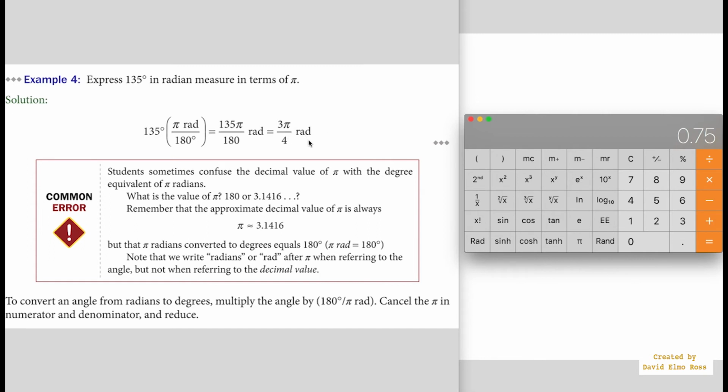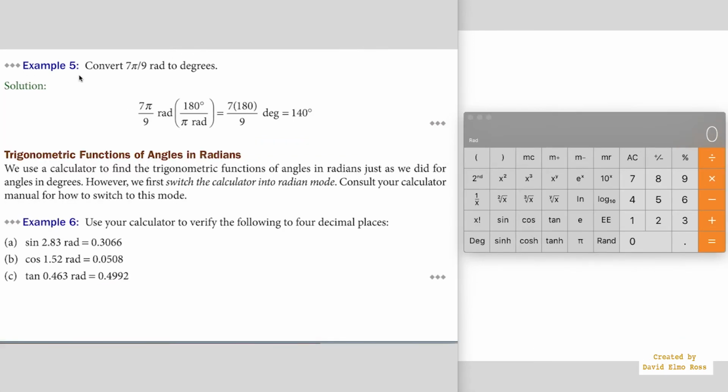Now there's a big difference here between pi and pi radians. Pi itself is 3.141592654, but pi radians is 180 degrees. So we have to be careful to make sure that pi radians is 180 degrees, but pi by itself is only 3.141592654. Let's take a look at example 5.